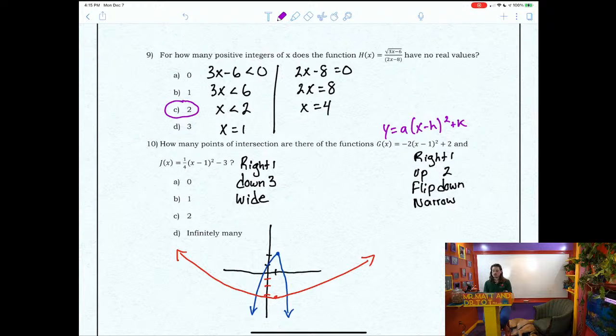The second equation has a vertex of positive 1, negative 3, because we're going right 1, down 3 from the origin. So I plotted that point. Now we have a value of 1/4. So that means that this function is going to be relatively wide and it's going to be facing upward. So when that happens, that's going to produce 2 points of intersection. So the answer to number 10 was C.